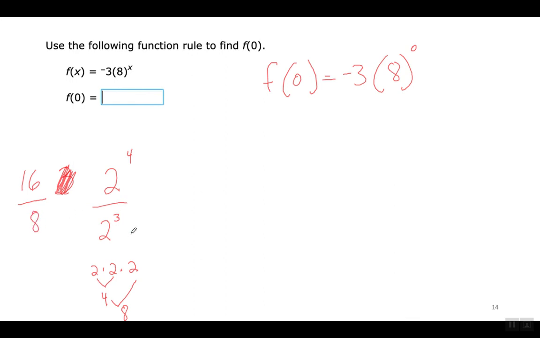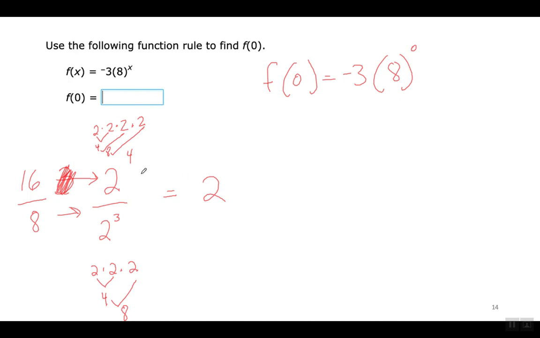And the first one I did was 2 to the 4th power, which is 2 times 2 times 2 times 2. So 2 times 2 is 4, 4 times 2 is 8, 8 times 2 is 16. What's 16 divided by 8? 16 divided by 8 is 2. So that means 2 to the 4th power divided by 2 to the 3rd power is 2, because I just showed you that 2 to the 4th power is 16 and 2 to the 3rd power is 8, and 16 divided by 8 is 2.